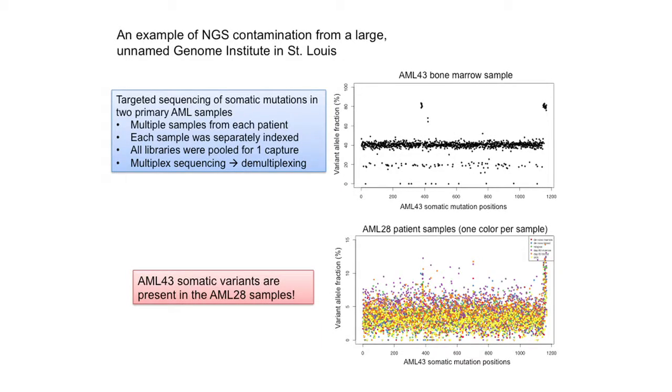So we also sequenced AML 28, which is a totally different patient. We sequenced a bunch of different samples from this patient, including skin, remission sample, relapse sample, a bunch of others. And in this bottom figure, I'm showing the same AML 43 positions in AML 28. These shouldn't be shared, they should share maybe a couple of somatic mutations that are recurrent, but that's it. Everything else should be absent from AML 28. And as you can see, the scales are different here, but the AML 43 variants are present at about 5% in this sample, and they should not be present at all.